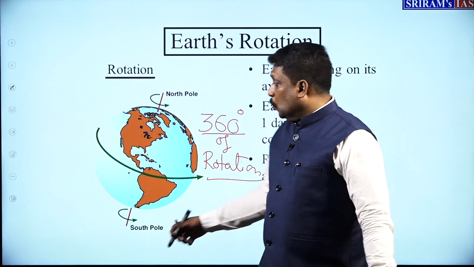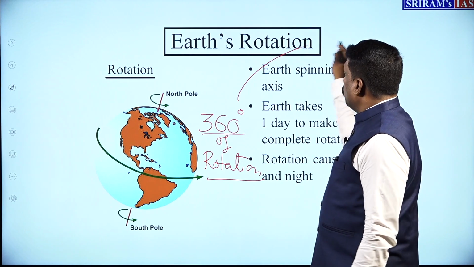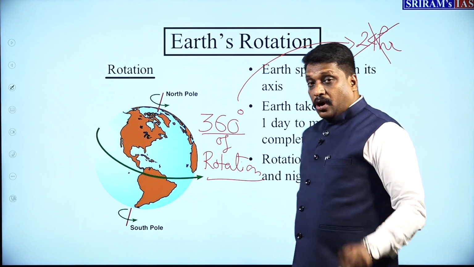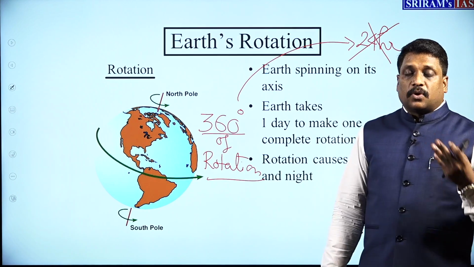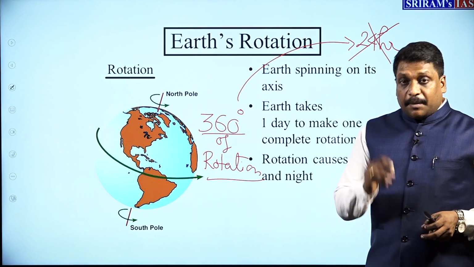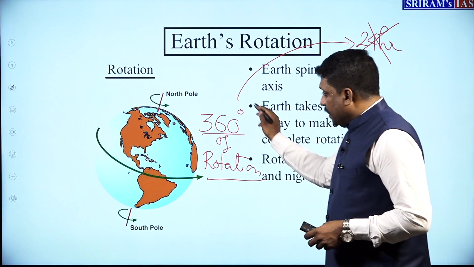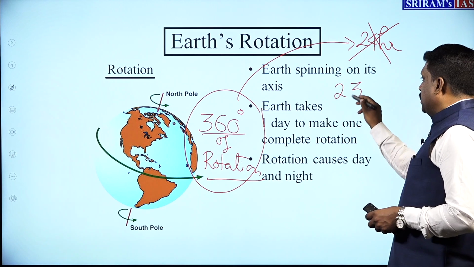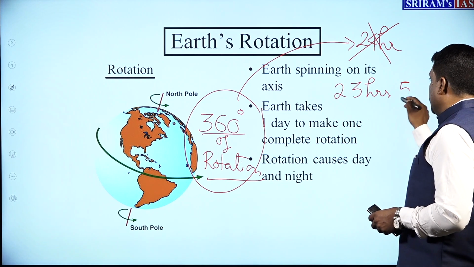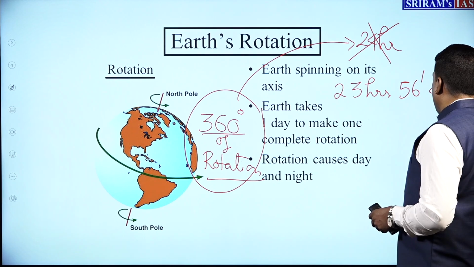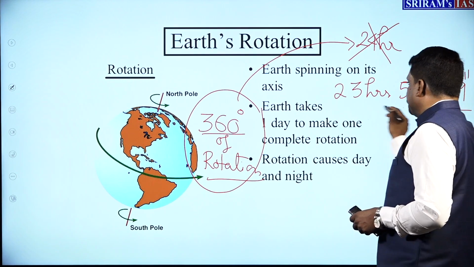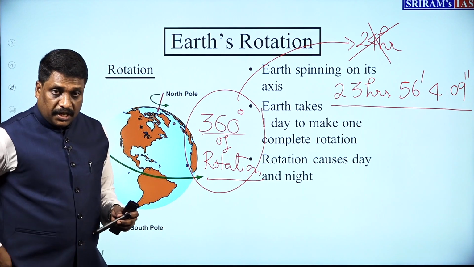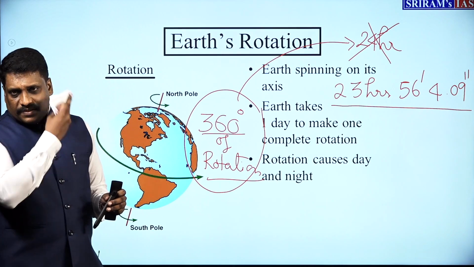But my dear friends, let me tell you, the answer is not 24 hours. This is what I call value addition. The time taken by Earth to complete 360 degrees of rotation on its own axis is 23 hours, 56 minutes and 4.09 seconds.